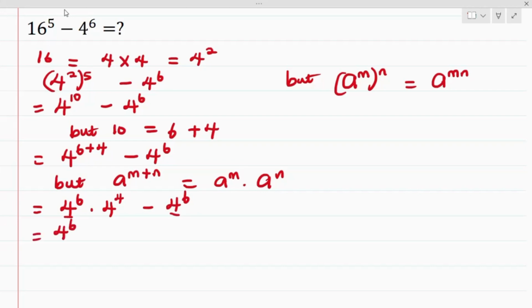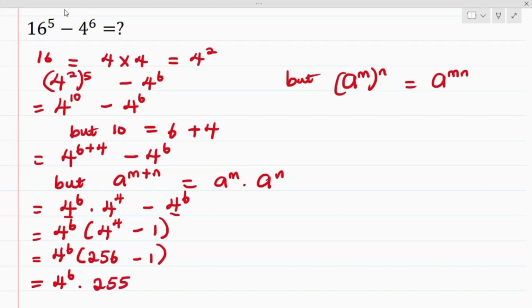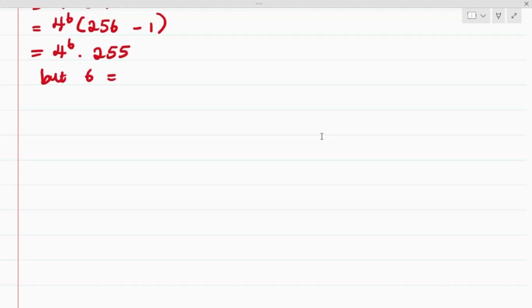So if you factor out 4 raised to the power of 6, we are going to have 4 raised to the power of 4 minus 1. So we have this to be equal to 4 raised to the power of 6 multiplied by 4 raised to the power of 4, which is 256, minus 1. So we have 4 raised to the power of 6 multiplied by 256 minus 1, which will give us 255. But 6 can be expressed as 2 multiplied by 3. So we have 4 raised to the power of 2 multiplied by 3, multiplied by 255. So we can easily rewrite this to be 4 raised to the power of 2, all raised to the power of 3, multiplied by 255.